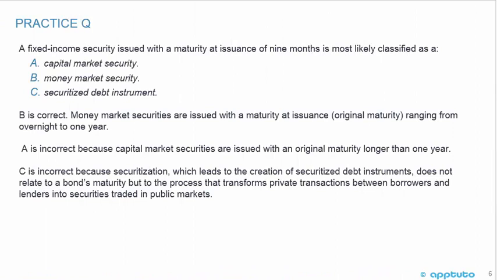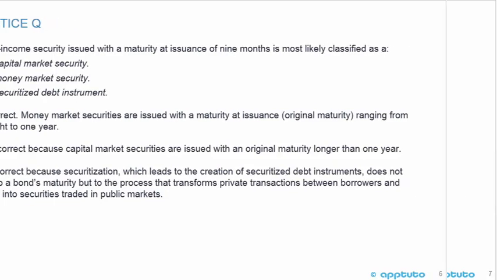Okay, B is correct. Money market securities are issued with a maturity at issuance, original maturity, ranging from overnight to 1 year. A is incorrect because capital market securities are issued with an original maturity longer than 1 year. And C is incorrect because securitization, which leads to the creation of securitized debt instruments, does not relate to a bond's maturity, but to the process that transforms private transactions between borrowers and lenders into securities traded in public markets.